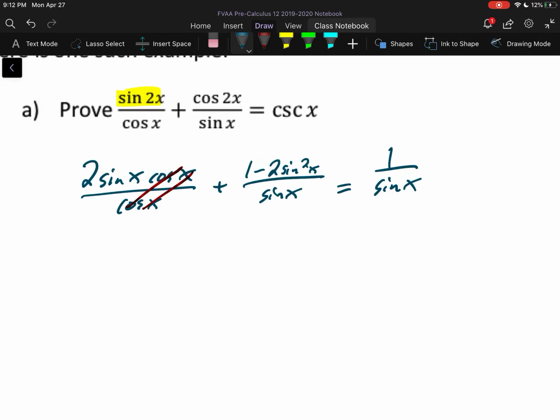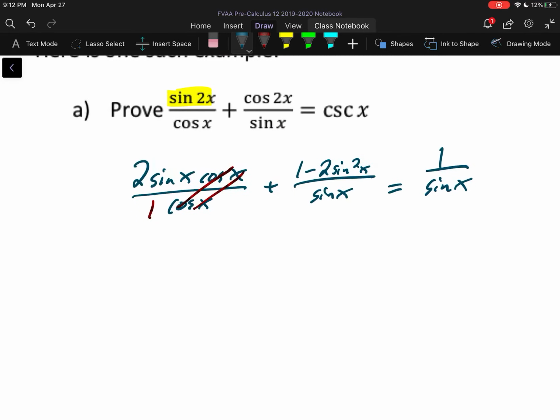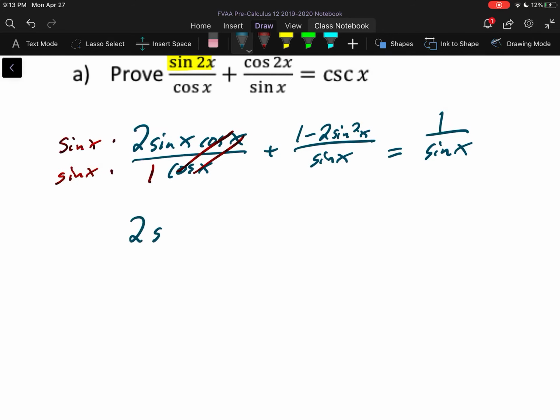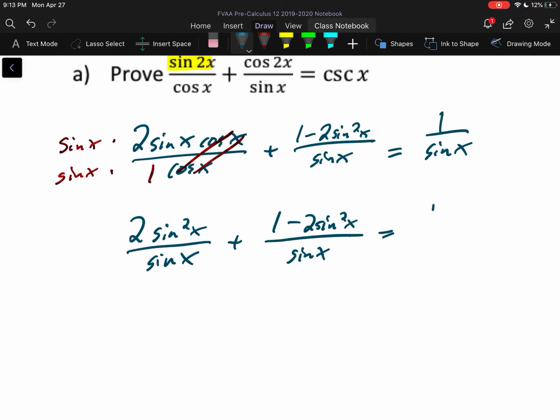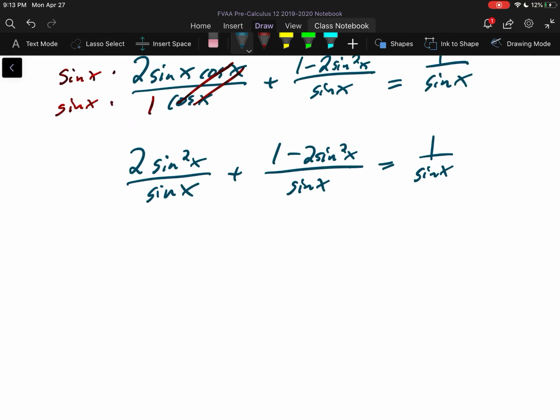Okay. Now over here on the left side, this becomes over 1, right? And because I'm adding fractions here, I want to have a common denominator so I can add rational expressions. So here, I'm going to multiply the top and bottom by sine x. And that's going to give me 2 sine squared x over sine x plus 1 minus 2 sine squared x over sine x equals 1 over sine x.